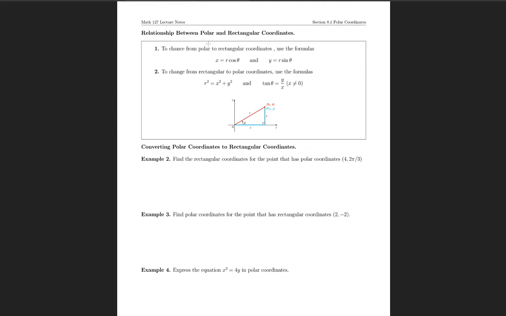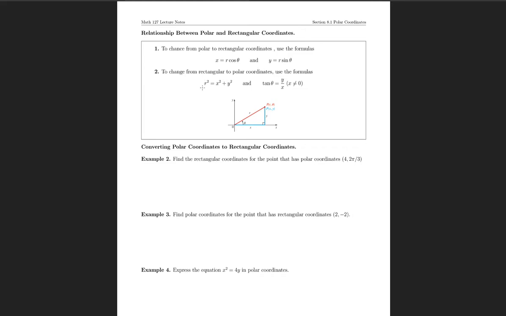So that's the relationship between polar and rectangular. Here, x is equal to r cosine theta. Notice that this is my r and this is my theta. x is r cosine theta, so that would give me this length right here. We've done this before, and y would be r sine theta.